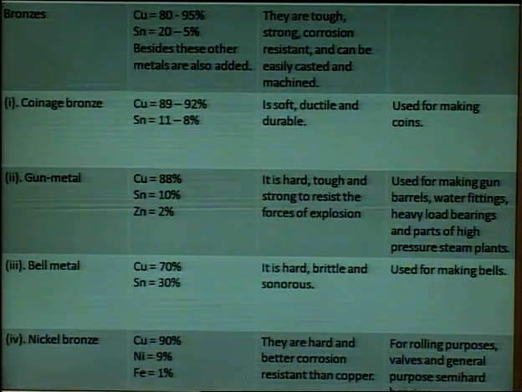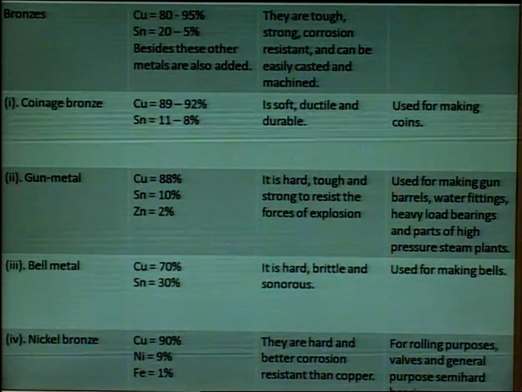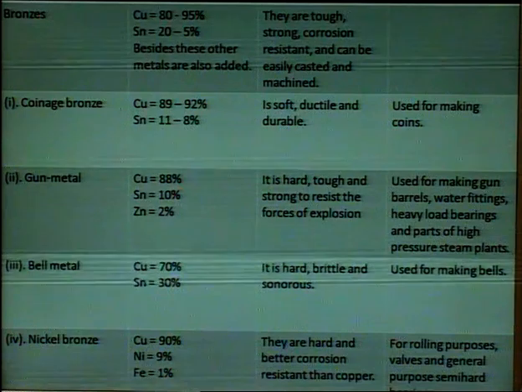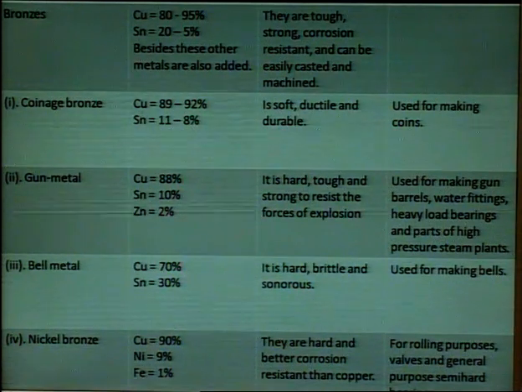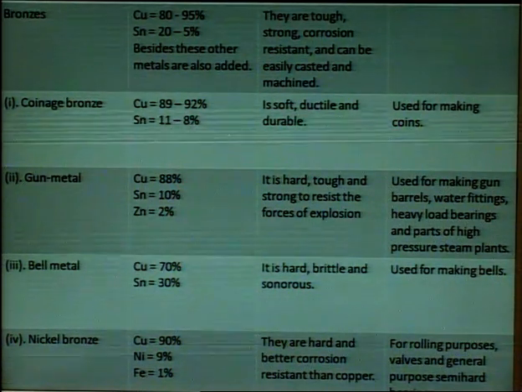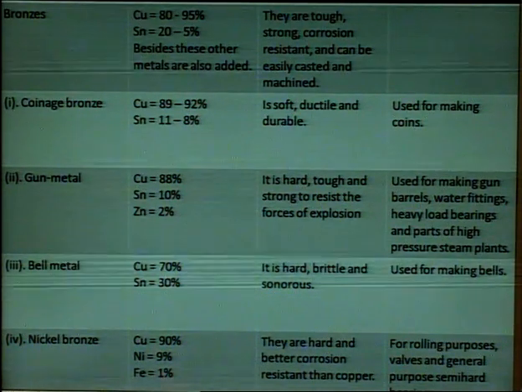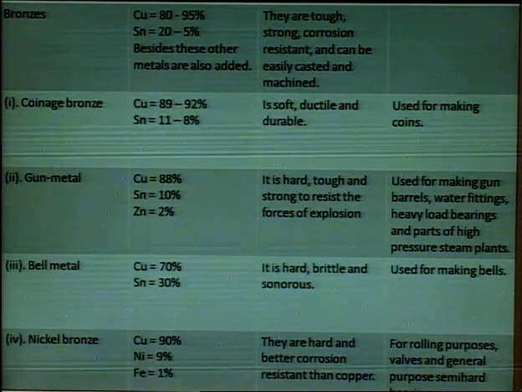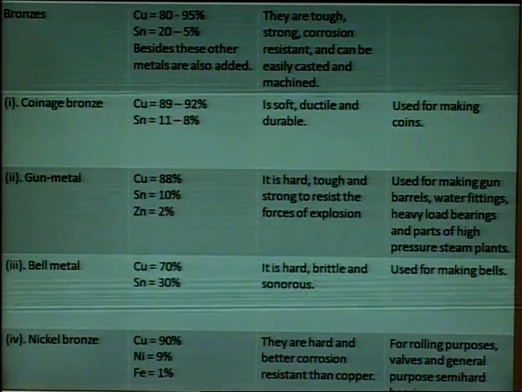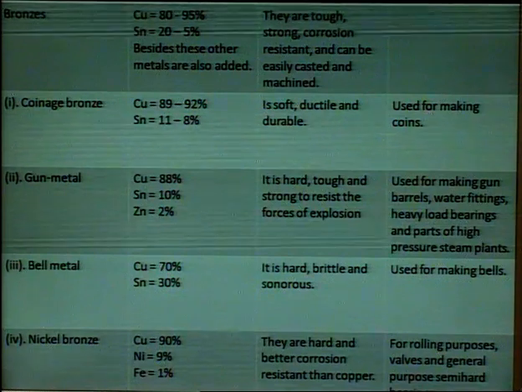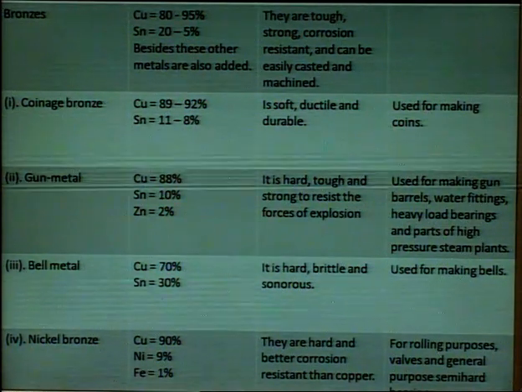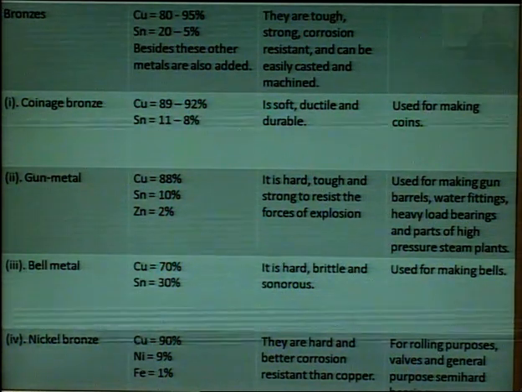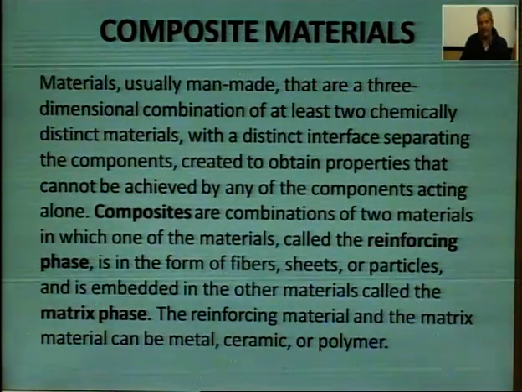Bell metal consists of copper 70% and tin 30%. It is hard, brittle and sonorous, used for making bells. Similarly, nickel bronze, as the name suggests, has nickel in its composition. So, it is used for rolling purposes, valves, general purpose, semi-hard bearings.